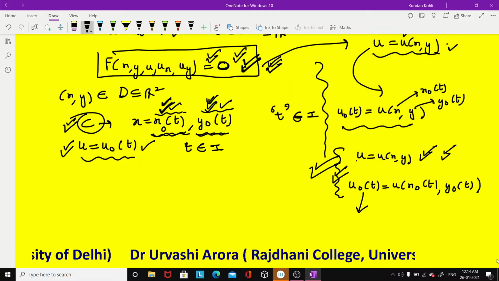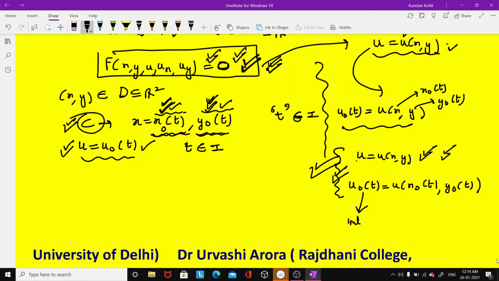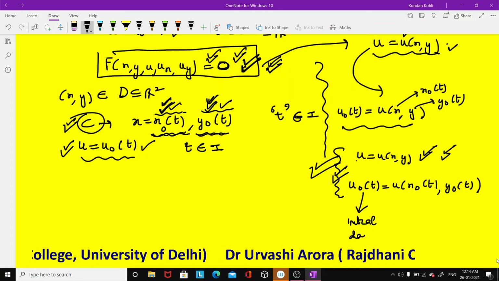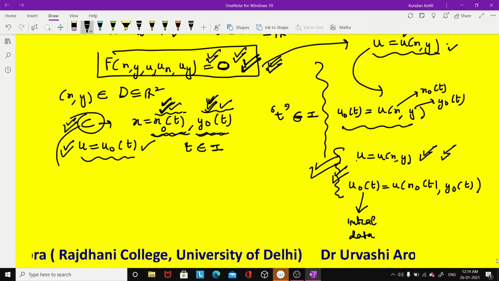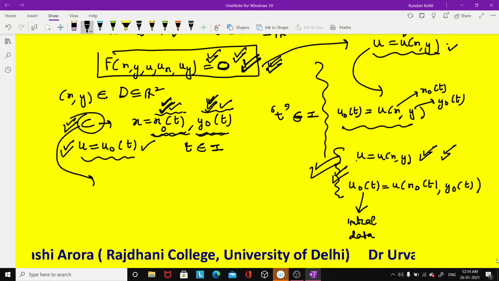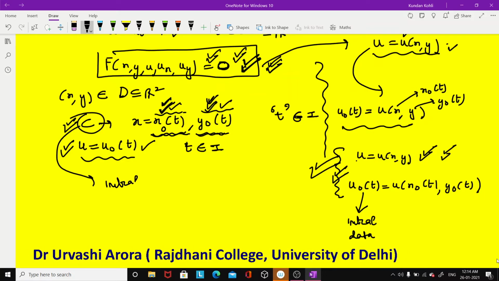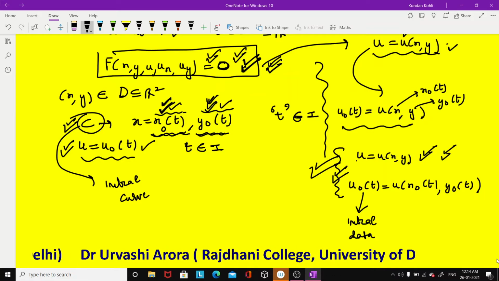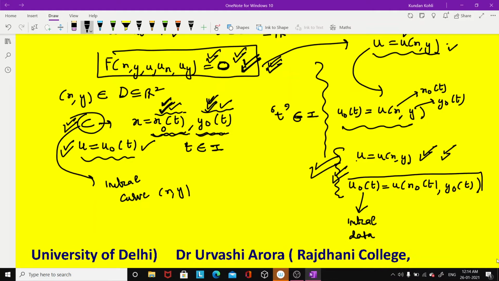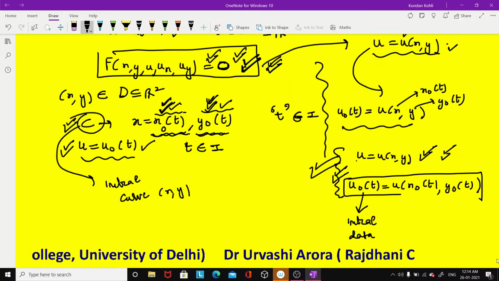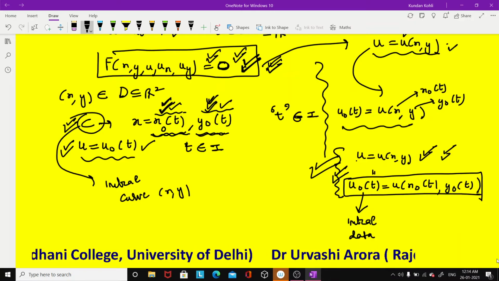Now this prescribed value is called the initial data, and this particular curve C, which is given in the beginning, is called the initial curve, and it is a curve in the xy plane. And this whole condition which must be satisfied by the Cauchy solution is called the initial condition.